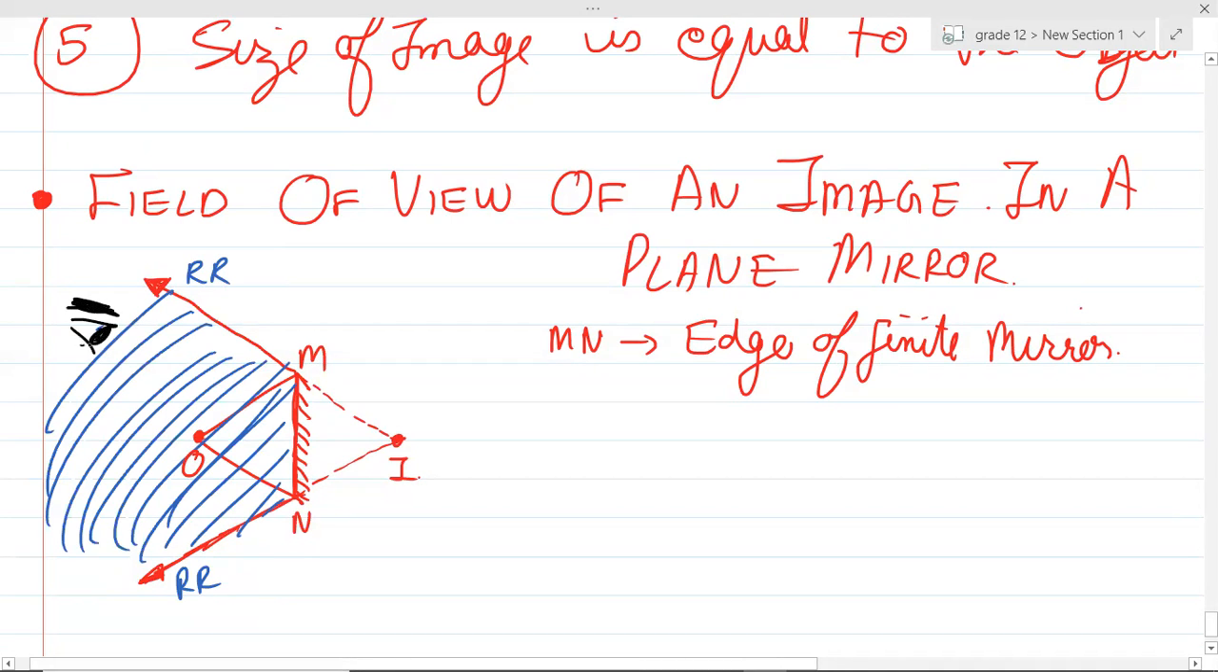Mridul, tell me, if you are standing over here, will you be able to see this image? Yes or no? Yeah, you will be able to see it over here, right? Satvik, tell me this particular thing. If you are standing over here, will you be able to see this image in this mirror? You have to see this image in this mirror, right? Will you be able to see it?